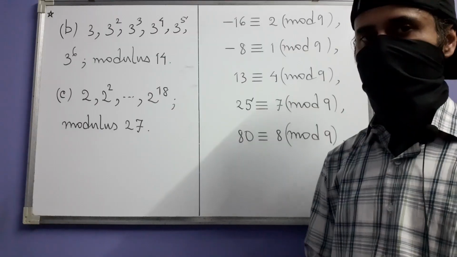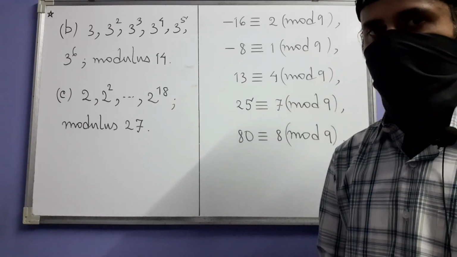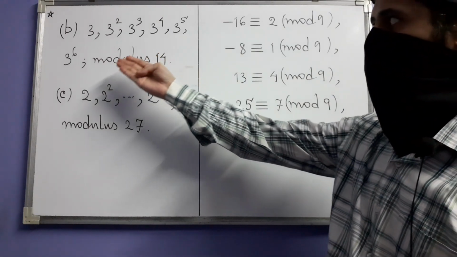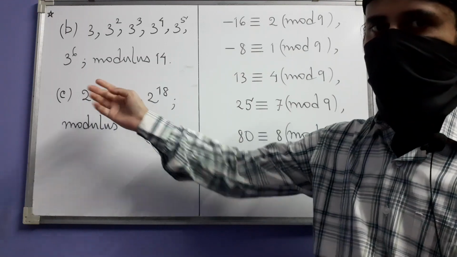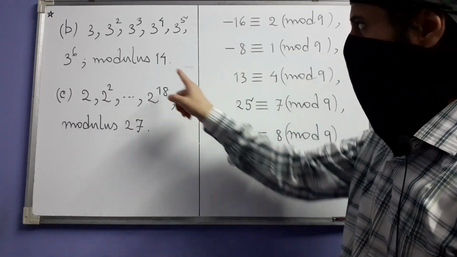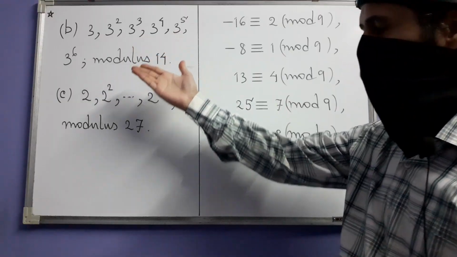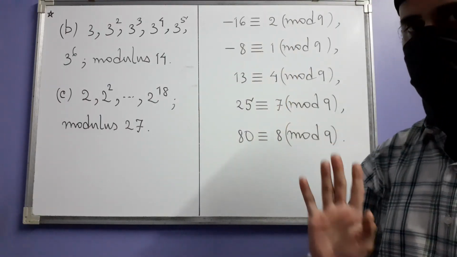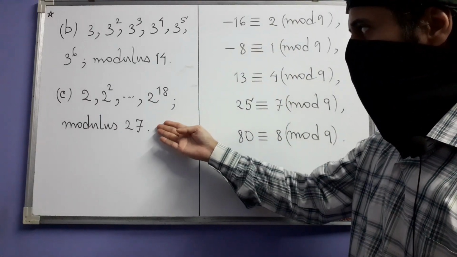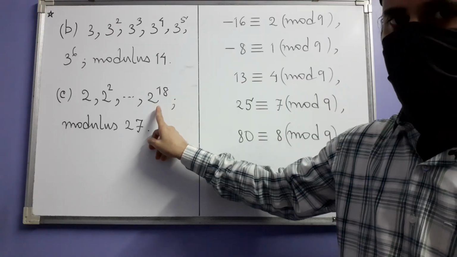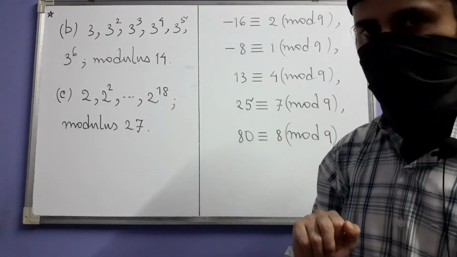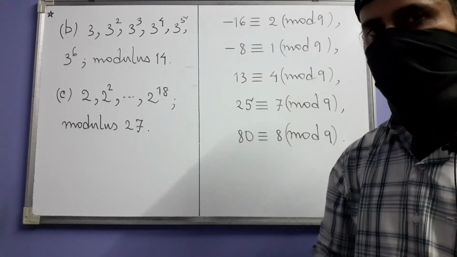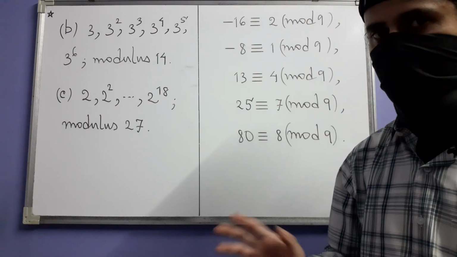And similar questions are parts B and C. Only the lists and moduli are different. In part B, you see the first 6 powers of 3 with positive integer exponents, and the modulus is 14. You have to show that these numbers form a reduced set of residues modulo 14, following an exactly similar procedure. And this is part C. The first 18 powers of 2 with positive integer exponents, and the modulus is 27. I leave these two parts to you because this is just a computation. There is no twist or anything in them.